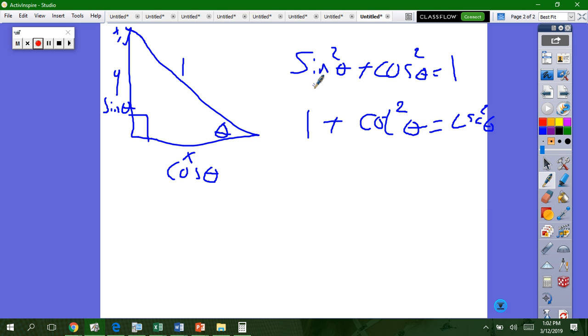Well, that one I just divided everything by sine squared, so what do you think I'm going to do for the other one? Divide them by cosine squared. What's sine squared divided by cosine squared? Tangent squared.